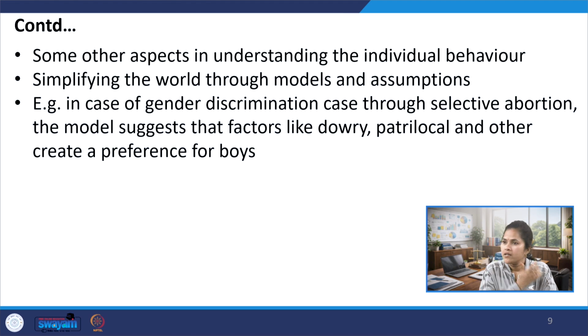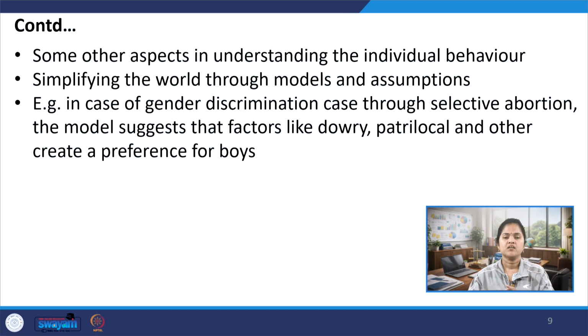In a similar line, we can also discuss some other aspects in understanding individual behavior. For example, while understanding individual behavior from just a microeconomic perspective, we can find that many microeconomic theories are based on models and assumptions just to understand individual behavior. For example, we are discussing gender discrimination, right? And in this case, we are finding that through the process of selective abortion, this discrimination is much more visible. And the model suggests there could be certain factors which are creating this gender discrimination.